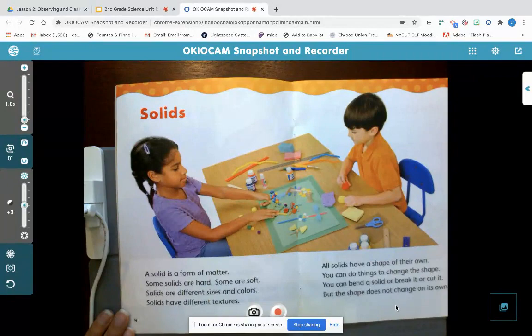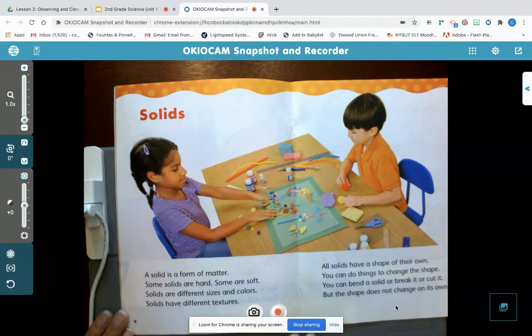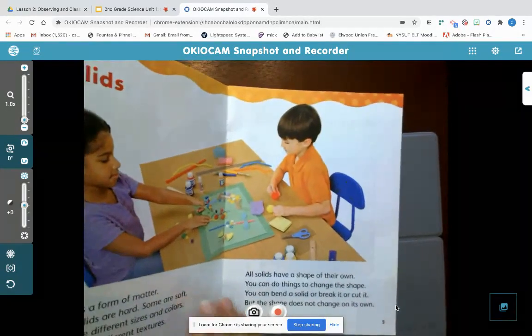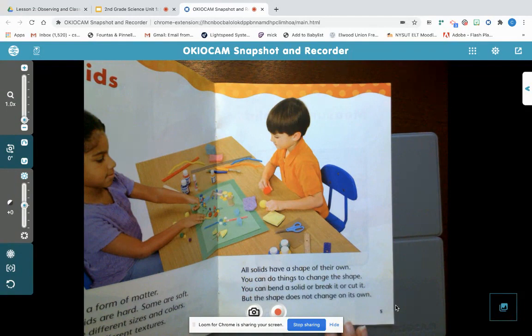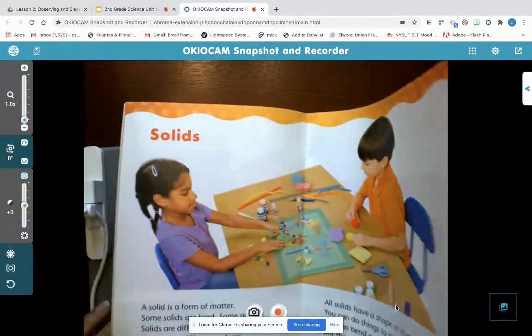Solids. A solid is a form of matter. Some solids are hard, some are soft. Solids are different sizes and colors. Solids have different textures. All solids have a shape of their own. You can do things to change the shape. You can bend a solid or break it or cut it, but the shape does not change on its own.